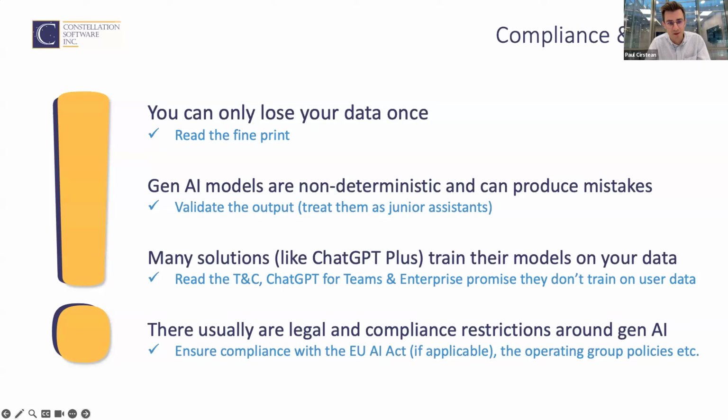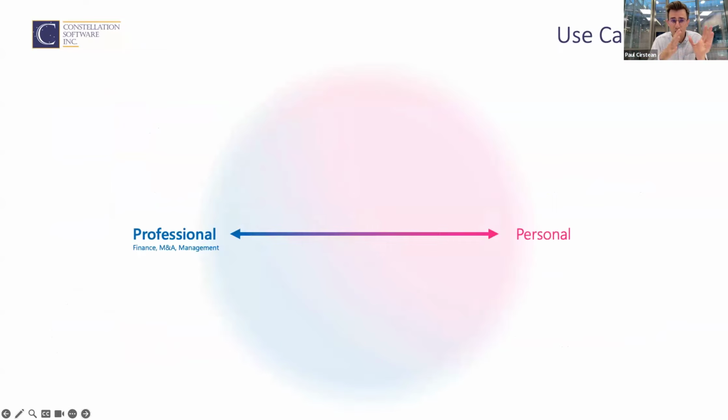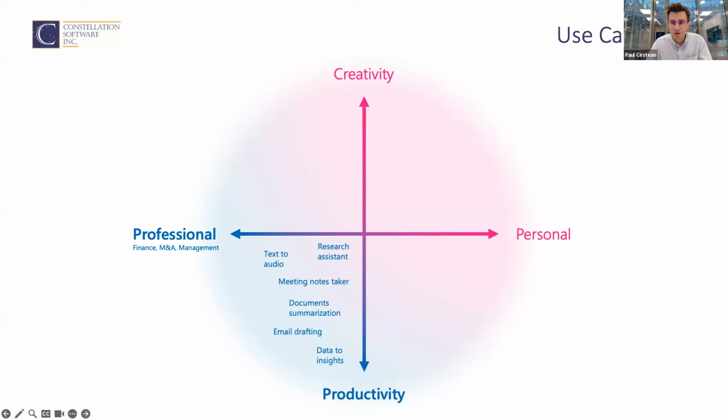Now that we got that out of the way, let's look at some of the practical applications that we can use. I've divided the opportunity space on two axes. First, we have the spectrum of professional to personal. And then we have the second axis, which is productivity on one end to creativity. So in the first quadrant, professional use cases for productivity, I suggest you dip your toes into AI with simple things like email drafting, document summarization.